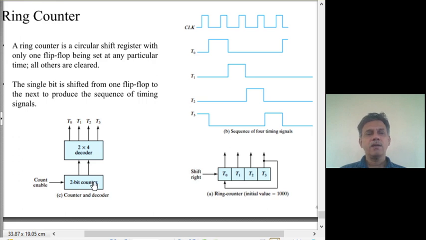A 2-bit counter has 4 different count values, 0 0, 0 1, 1 0 and 1 1. So the output of this counter can be decoded using a 2 to 4 decoder. The output of this decoder, that is 4 lines, can be used to stand for the 4 T lines of the timing signals. So when the count is 0 0, then this decoder will make T0 to be 1. When the count is 0 1, then T1 will be 1. When the count is 1 0, then T2 will be 1. When the count is 1 1, then T3 will be 1. So we can do this one.